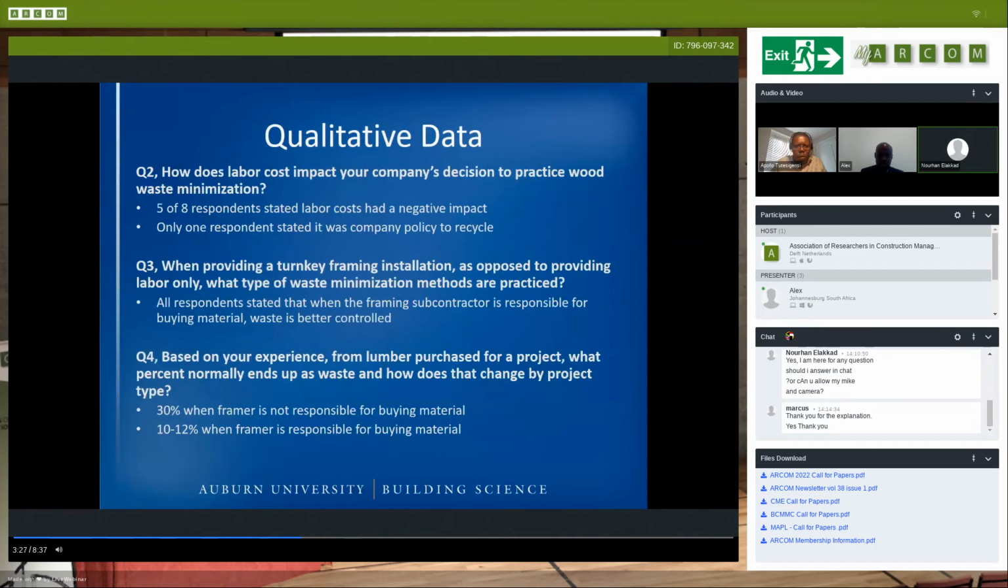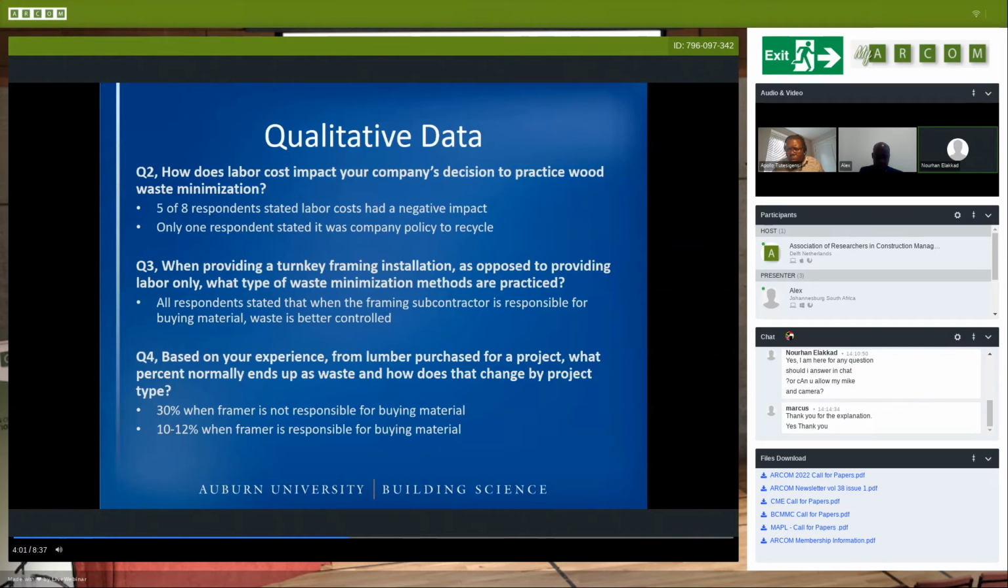So I'm going to run through the questions real quick. How does labor cost impact your company's decision to minimize waste? 5 out of the 8 stated that labor costs had a negative impact. In other words, most of the wood waste minimization practices that are currently being used are not viewed as being cost effective. And surprisingly, only one respondent stated it was their company's policy to recycle on every project.